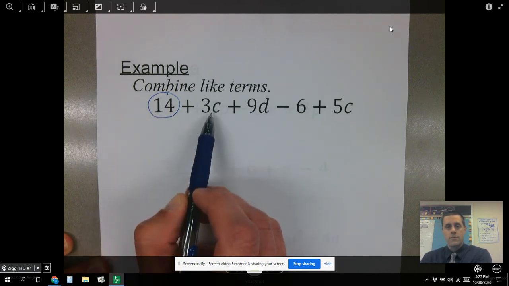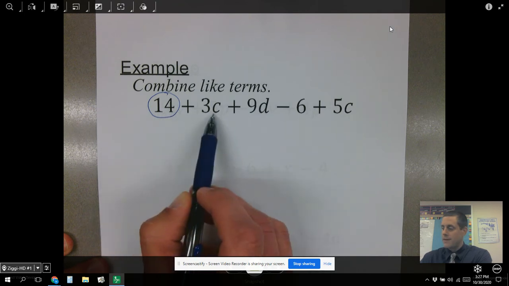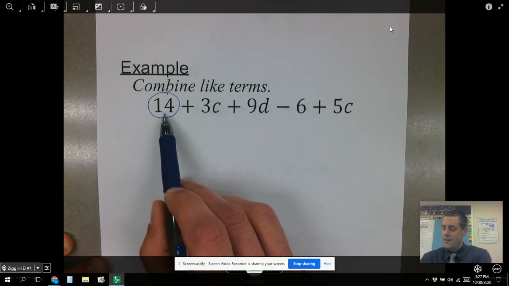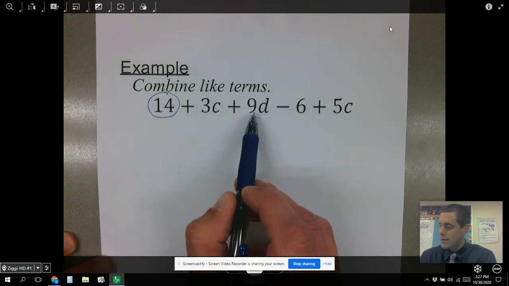The next term I come to is 3c. It is not like 14 because it has a variable c. 9d has a variable of d. It is not a constant. It cannot be combined with the 14.